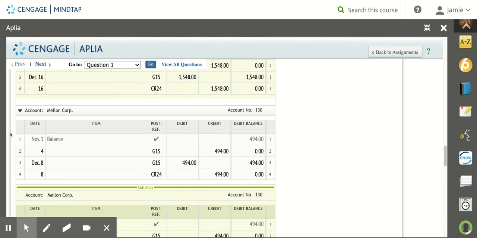In MindTap, you'll notice it'll turn red. It won't let you write anything in here, but what we would have written is "written off, then reopen." But you do not have to do that, and you will not have to do that on the test. So that is section 14-2.